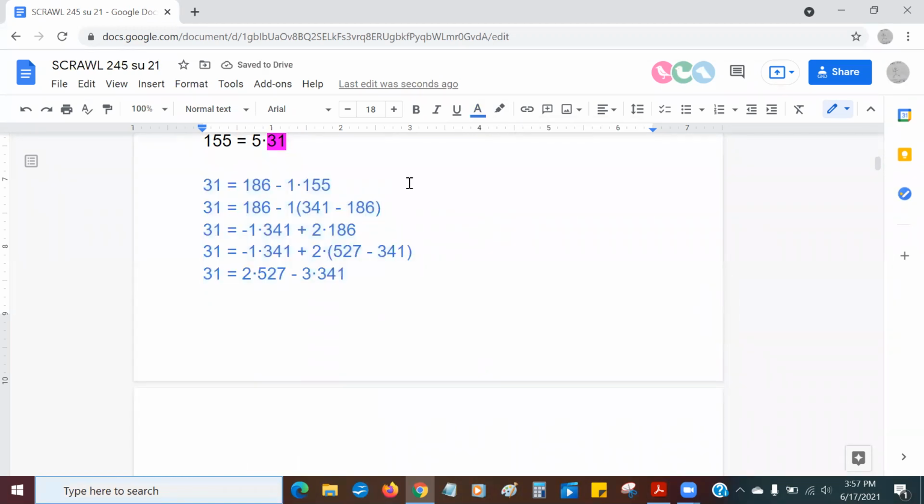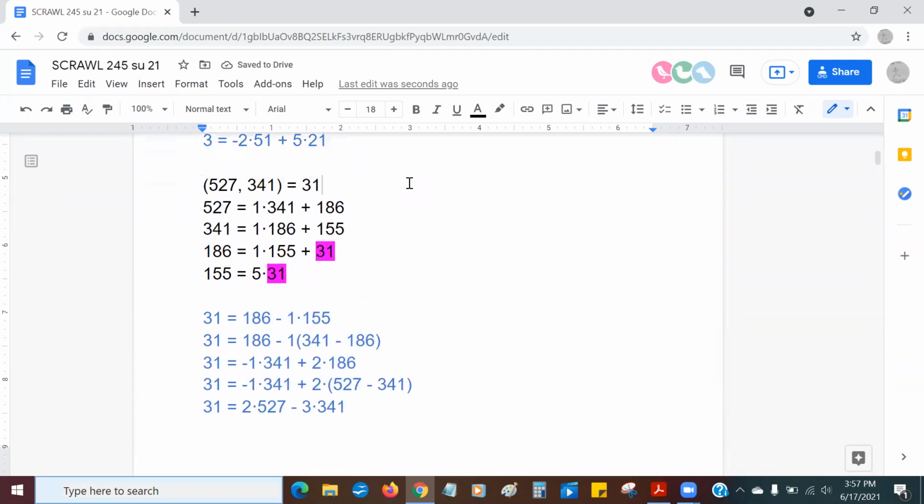So I start again from this bottom line here, the last remainder, 31. So 31 is 186 minus 155. And for the 155, I'm going to substitute in 155 is 341 minus 186. I mean, again, I just keep doing these substitutions. So for the 155 here, I substitute this parenthesis. And now I just combine common terms.